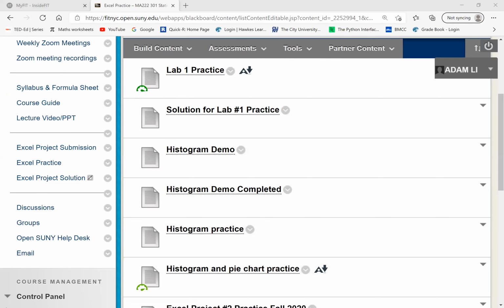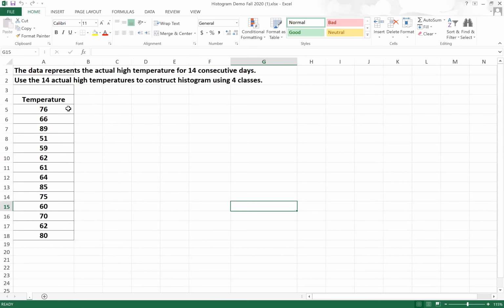Okay, this is the new data set. It's about temperature. We have data representing the actual high temperature for 14 consecutive days, and we use those 14 consecutive days to construct a histogram using 4 classes. So let's quickly review how we create a histogram, and I'm also going to show you how to calculate the mean, median, mode, range, everything, using this particular data set.